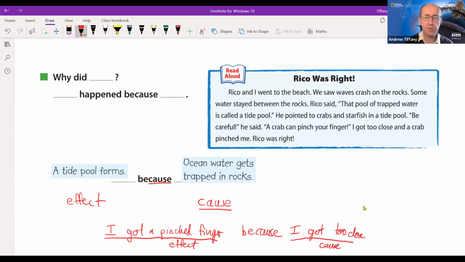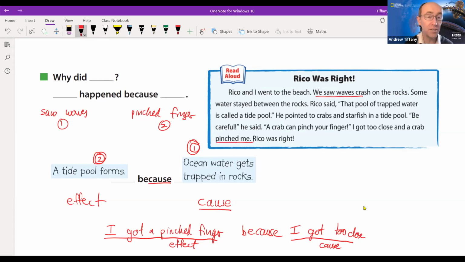So remember, this one's interesting. We said this one is number one and this one is number two in the sequence, right? This one happens first and then this one happens second. I can see another one here. It says, let's see, we saw waves crash, okay? And then a crab pinched my finger. It pinched me, right? So we saw the waves happen first. That's number one. And then number two is I got a pinched finger. That's number two. Is that cause and effect?